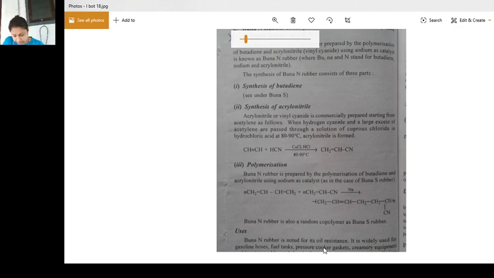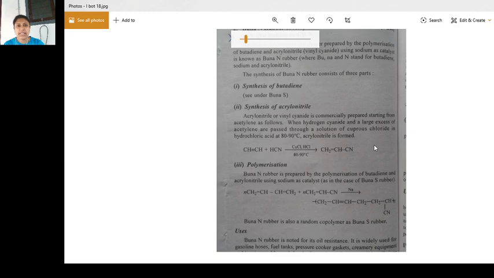The use of this rubber is based on its high oil resistance. So it is widely used for gasoline hoses, fuel tanks, pressure cooker gaskets, creamery equipment. Then it is used for wires, cables, sheets for use in oil fields, and oil insulation, because of its oil resistance. So the rubber is highly oil resistant. So this is the second synthetic rubber.